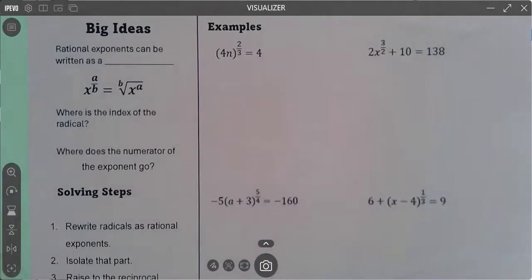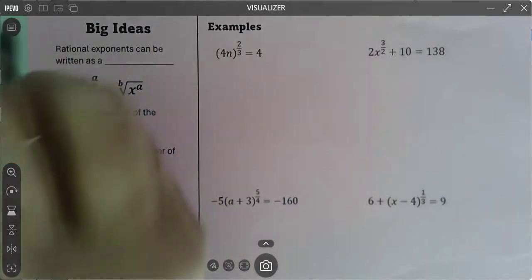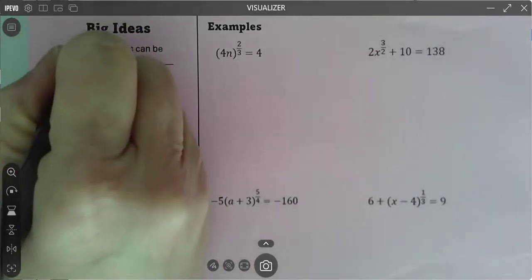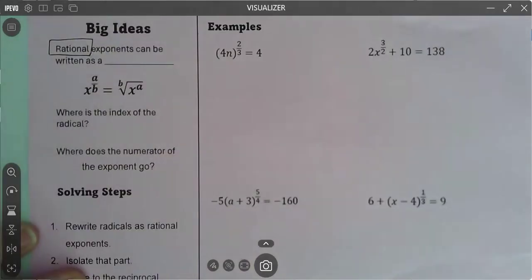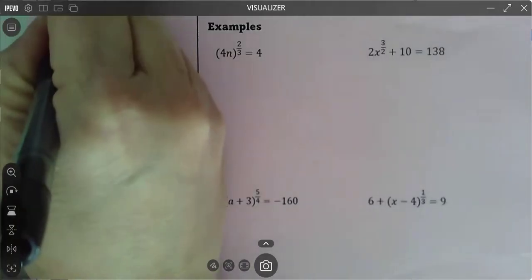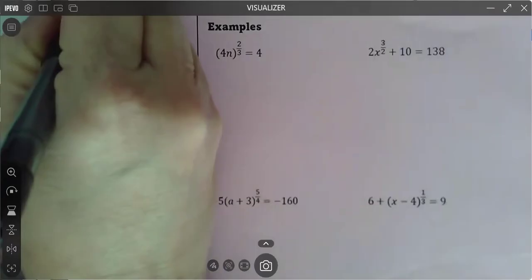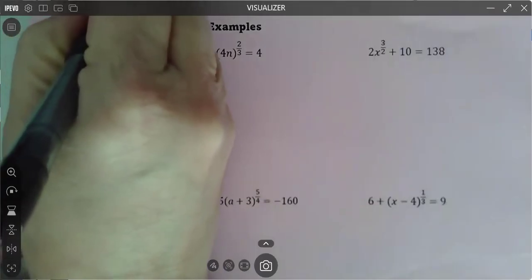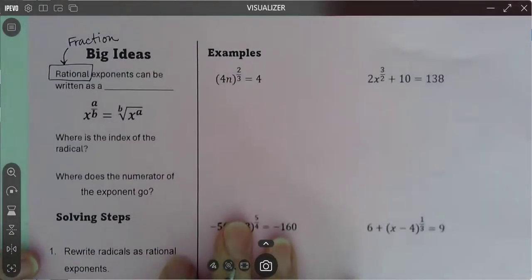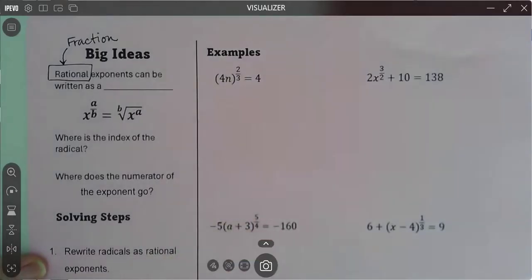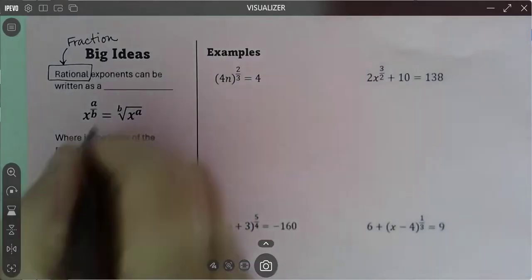Talk about solving equations where the exponent is a fraction. Those are called rational exponents. Rational means numbers that can be written as a fraction. And rational exponents can also be written as a radical.